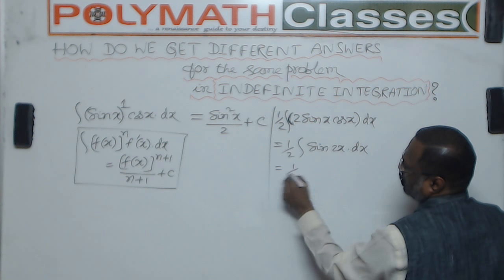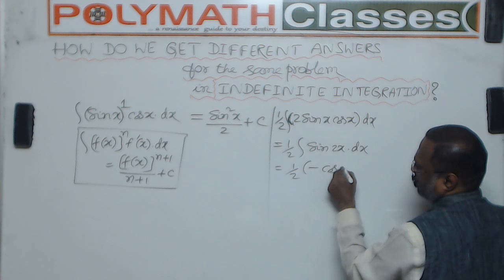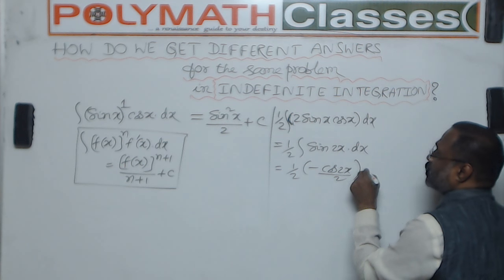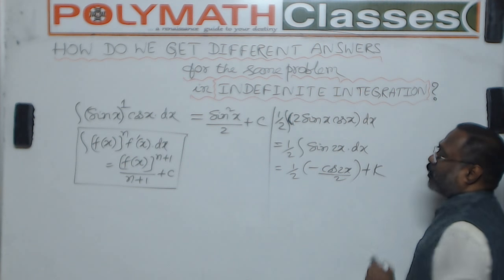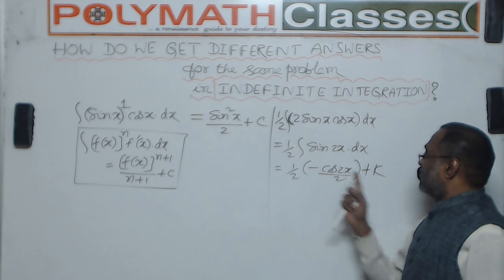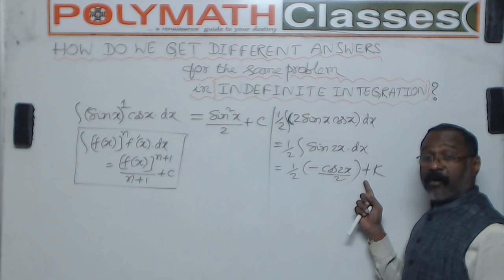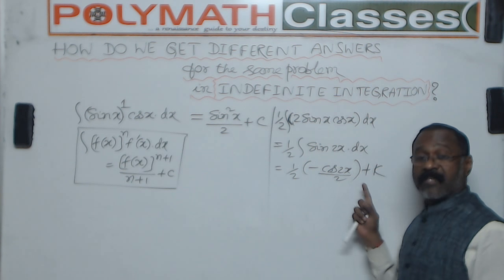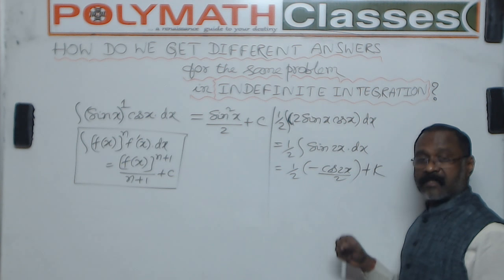Which is nothing but half of minus cos 2x by 2, and I'll write it as plus k here. You can say I use the c here, this is k here. So obviously they differ by a constant. How do they differ by a constant? With what difference they differ, we will understand now.